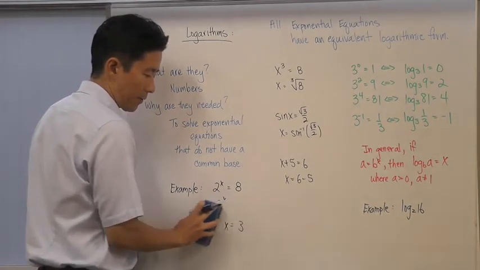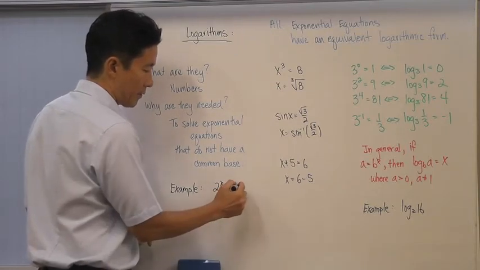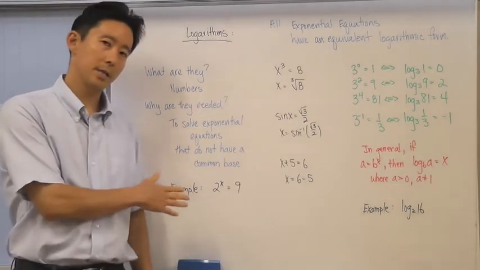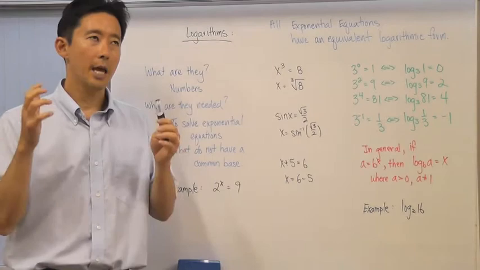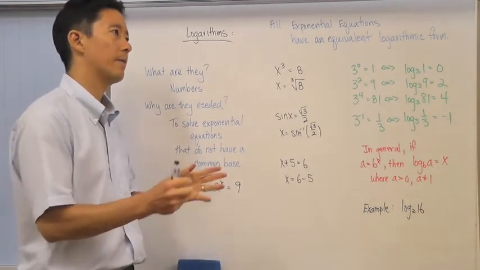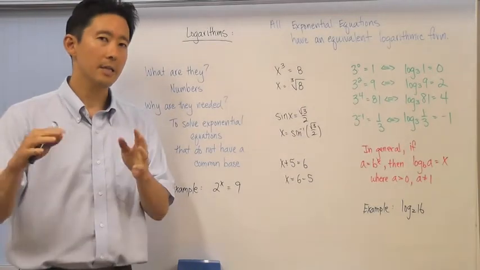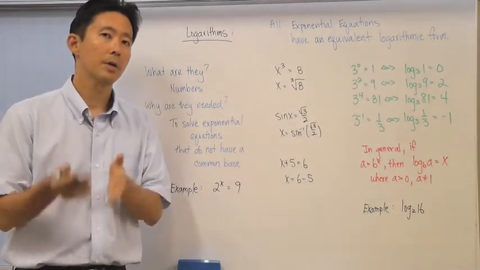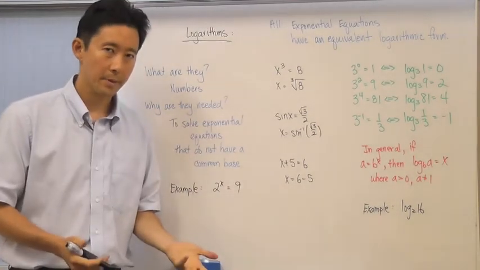Now, what if that common base cannot be found? Say, for example, we have something that looks like that. If we have this kind of situation, we still need to be able to find the exponent such that when I take 2 and raise it to that exponent, it is going to give me 9. And there is a number that does that, and that number is a logarithm.